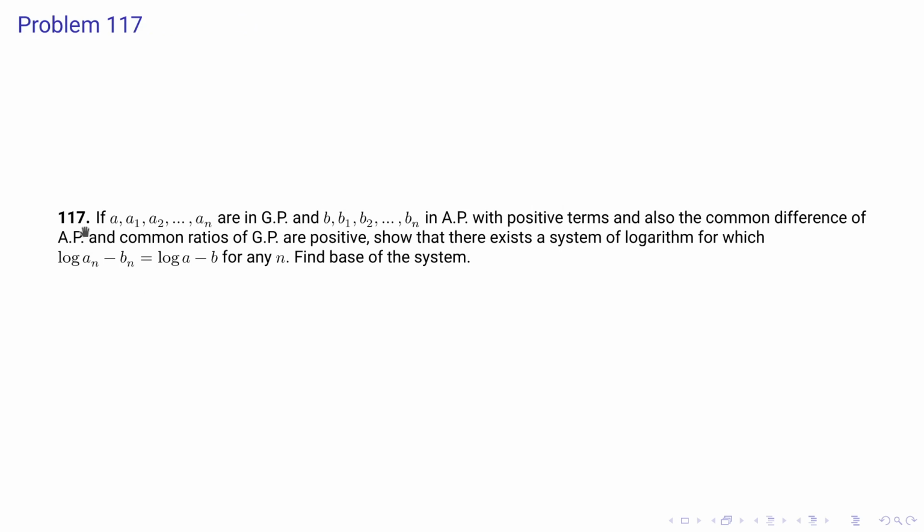Problem 120 says that if a, a1, a2 up to an are in GP and b, b1, b2 up to bn in AP with positive terms, and also the common difference of AP and the common ratio of GP are positive, so that there exists a system of logarithms for which log of an minus bn is equal to log of a minus b for any n, find the base of the system.